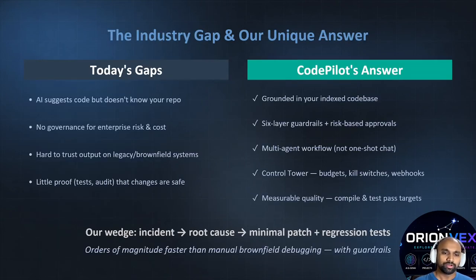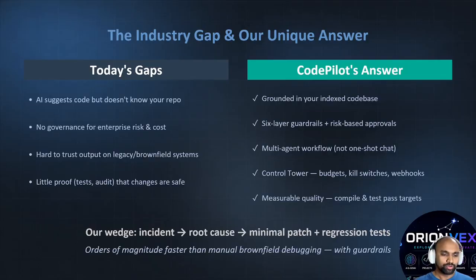The industry gap and our unique answer. If you see the industry gap, AI suggests code but does not know your repo. There is no governance for enterprise risk or cost. It is harder to trust the output on legacy or brownfield systems. There is little proof that changes are safe. What we are providing is grounding to your indexed code base, six-layer guardrails, risk-based approvals, and a multi-agent workflow, not one-shot chat. A control tower that provides the budget, kill switches, and webhooks, and measurable quality, the compile and test pass target. Our output is incident, root cause, minimal patches, and regression tests.